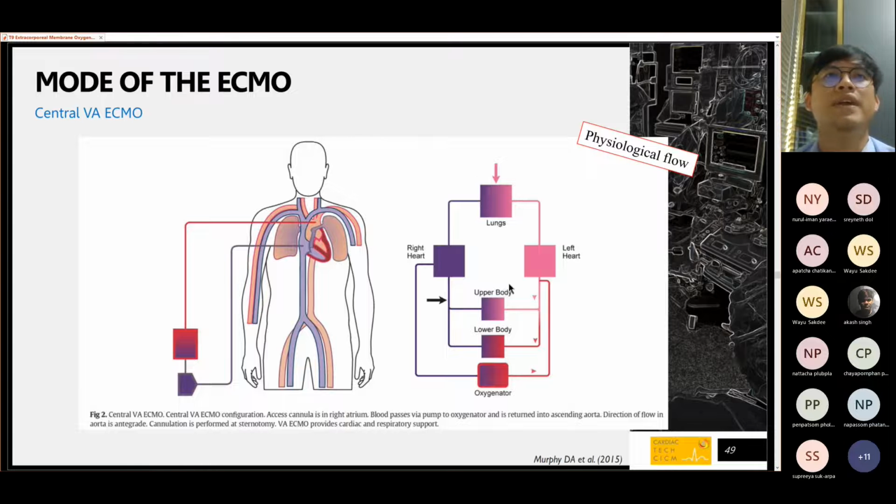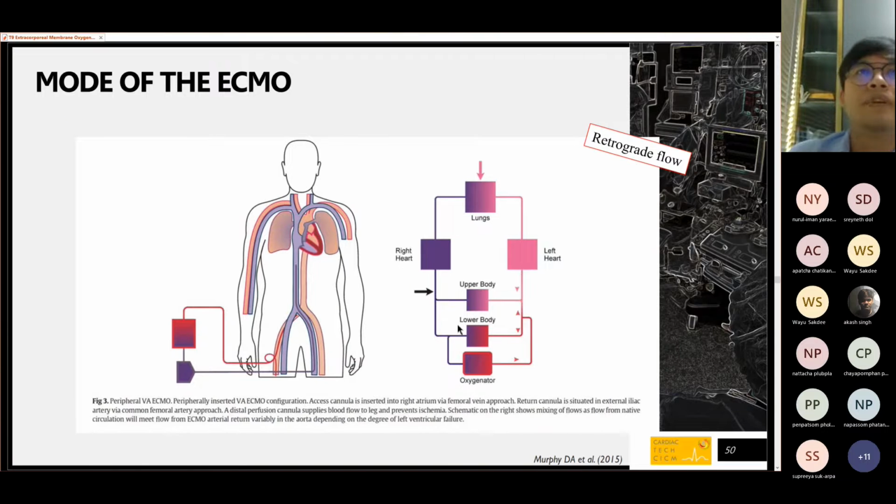Okay. So here is the central VA ECMO. So that I have told you, it is the physiological flow. So the native circulation is from here, from the heart to the lower body. So here you cannulate on the ascending aorta. So it's going to be parallel like this. Yes, same direction.